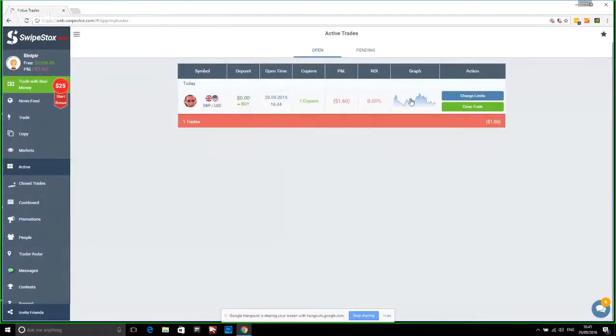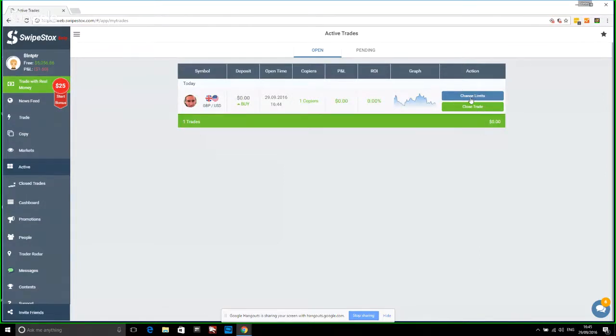And here, the trade is visible. I can monitor the graph, how the pound is doing. Looks like it's been falling for quite some time now. So maybe it was the good decision to buy it. Never know.